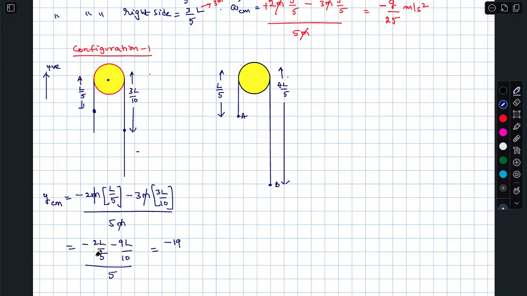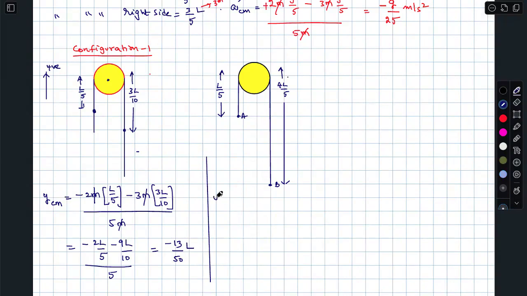So it is minus 13 by 50. That is the initial location of the center of mass.